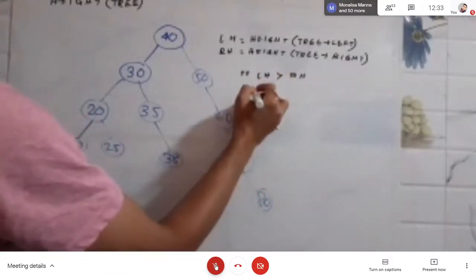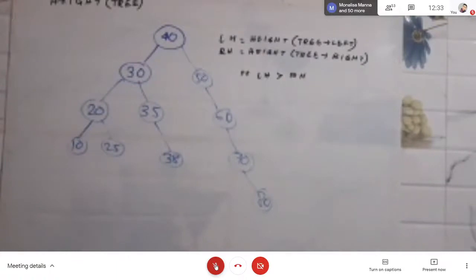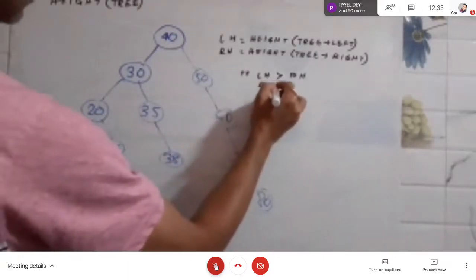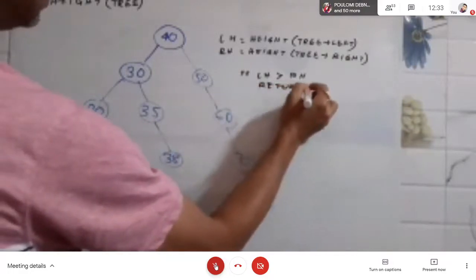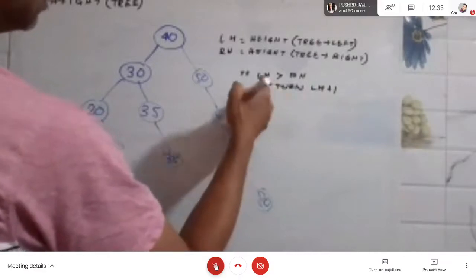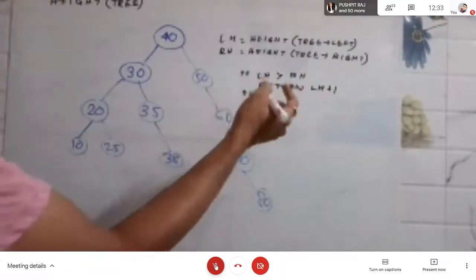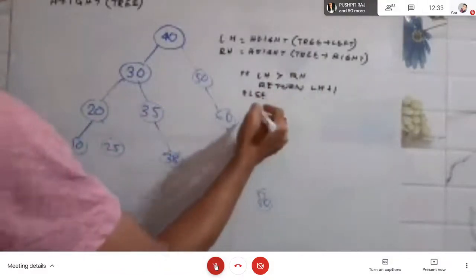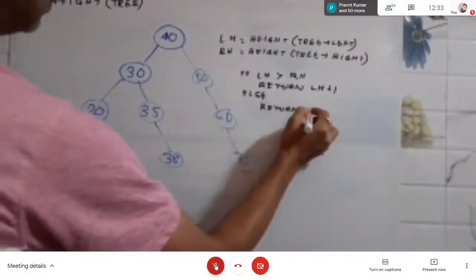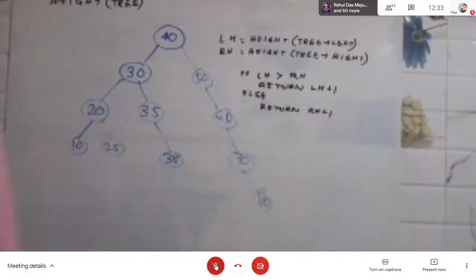then we are returning the left height plus 1 because it is greater. So we are returning left height plus 1, else means left height is not greater than right height. That means right height is greater than or equal to left height. In that case, we can return right height plus 1. Very simple. These are the main part of the algorithm.